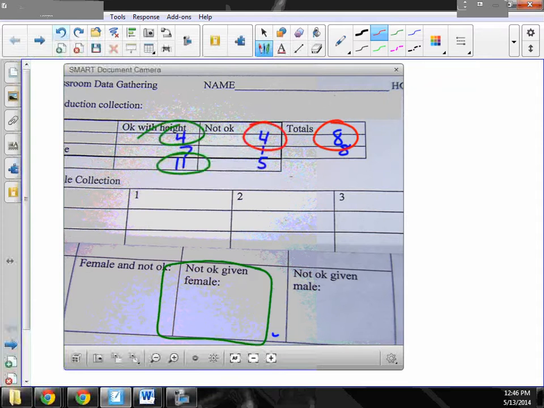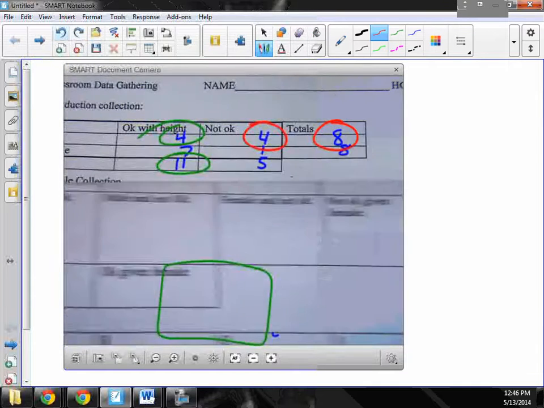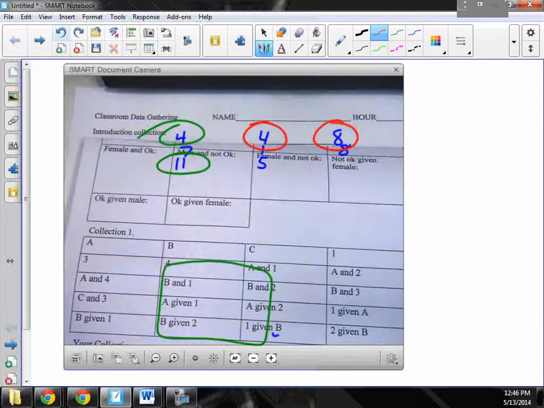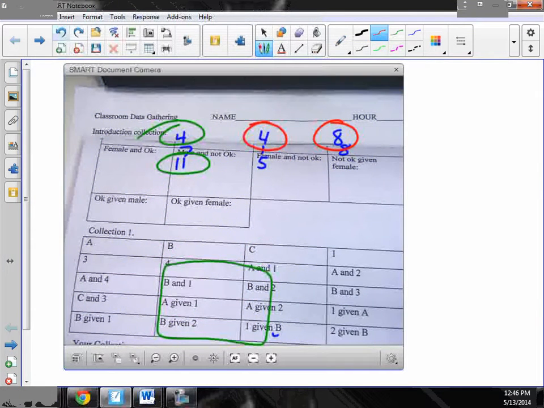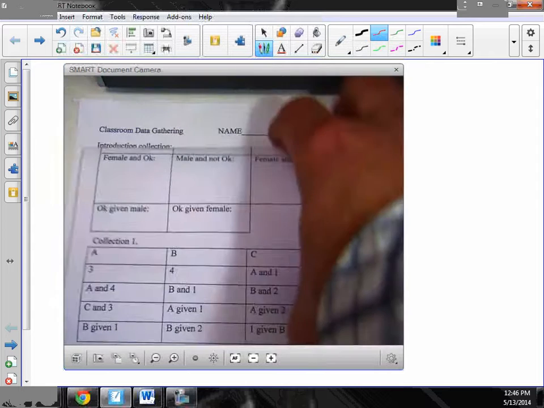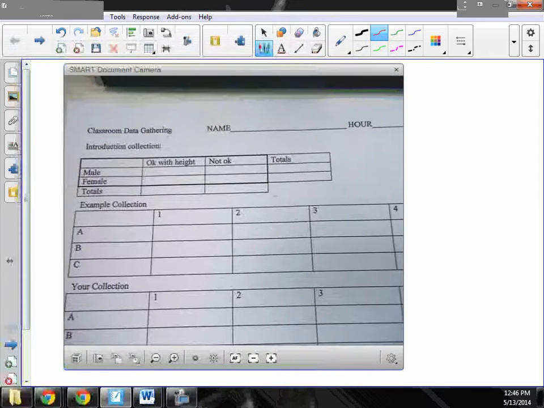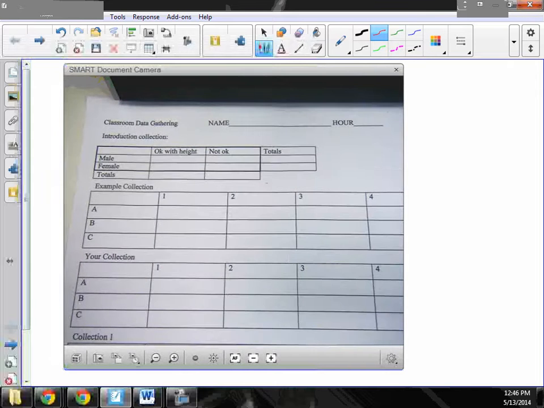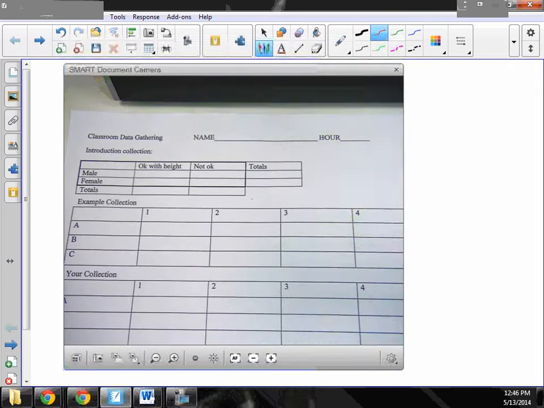Okay. Let's gather some information. Oh, wrong paper. This one. So we need to come up with 2 questions that may or may not be related. So, Connor, how old are you? Are you 18 yet? Okay.